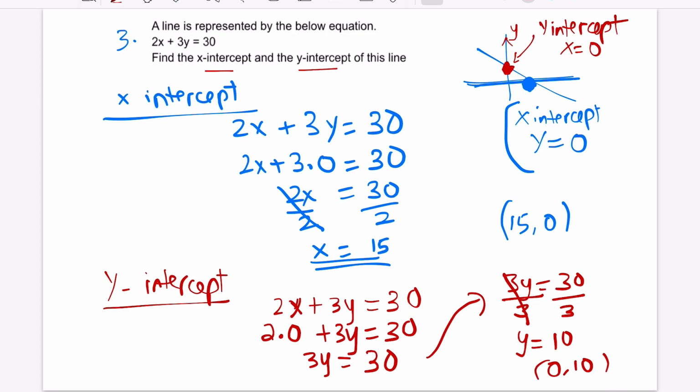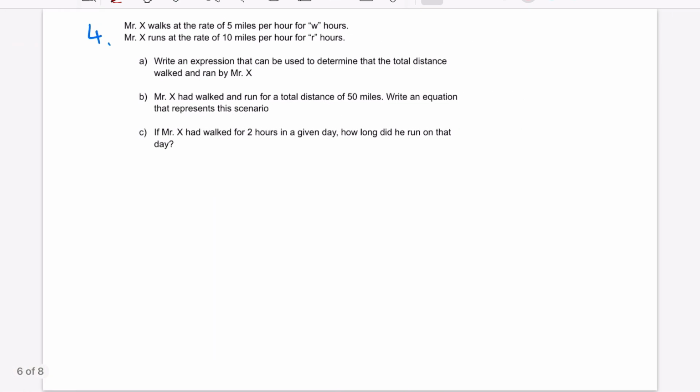Alright, so the x-intercept is 15 and the y-intercept is 10. That's the answer for this problem. Alright, let's move on to the next problem. This has 3 parts. Let's see what that does.